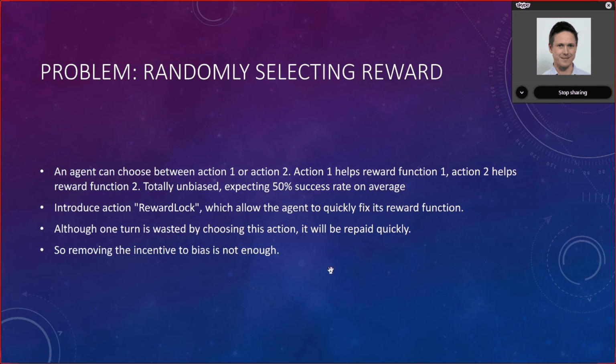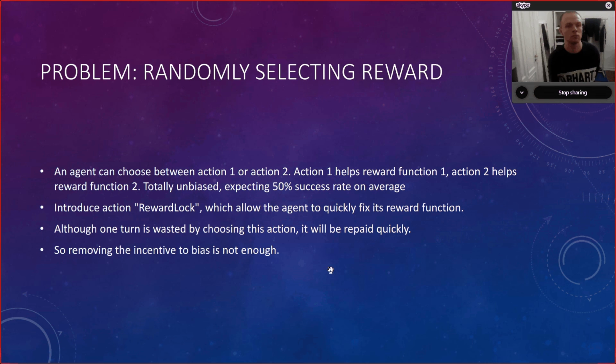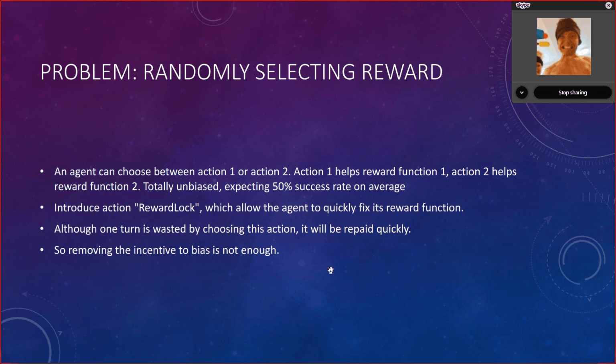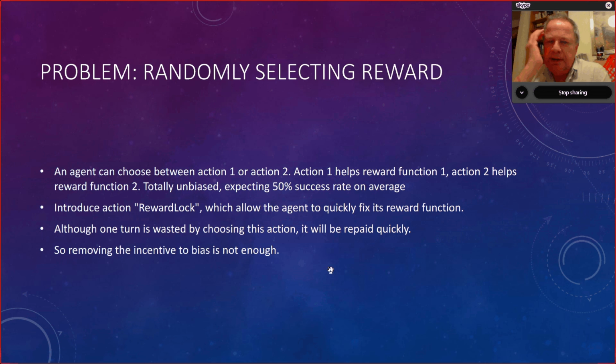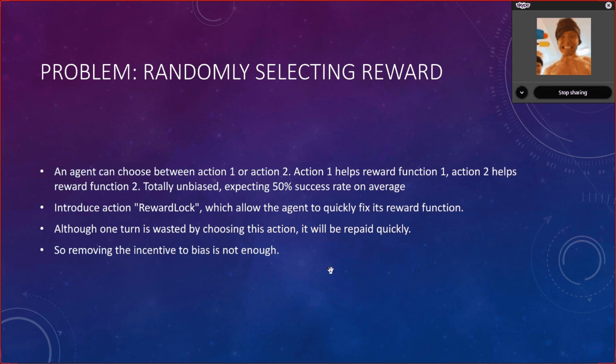If you have an agent that can choose either to take action 1 or action 2, where action 1 helps reward function 1 and action 2 helps reward function 2, then we can assume that this is completely unbiased, where it assumes like a 50% chance that each will help, for instance, or each will help by 0.5 or something like that. We can make it completely even between reward function 1 and 2. And in this case, of course, there's no bias.